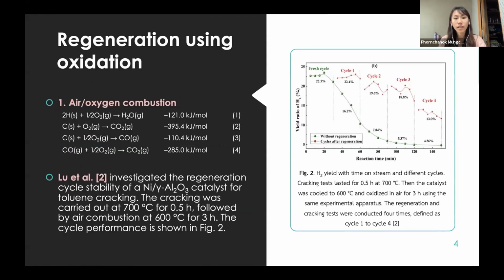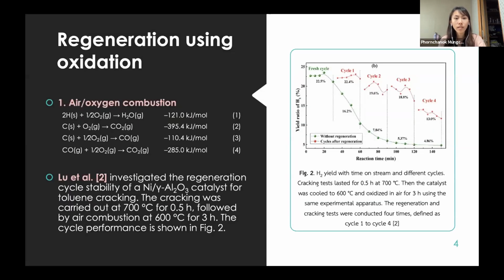Firstly, regeneration using oxidation can be typically represented by the following reaction. Coke oxidation is an exothermic process which produces carbon dioxide or carbon monoxide as the main product. To regenerate coked catalyst, air combustion is often the preferred and most practical route. However, high exothermicity can easily cause overheating, leading to dealumination, metal sintering, and catalyst degradation.